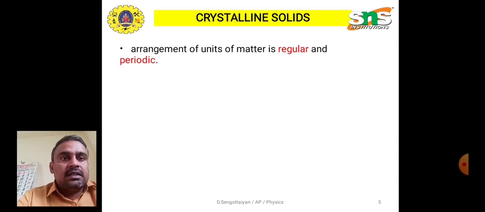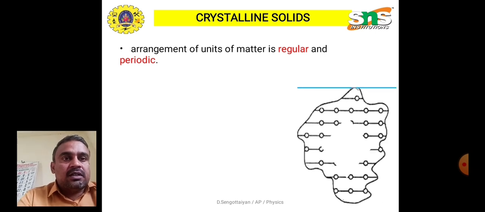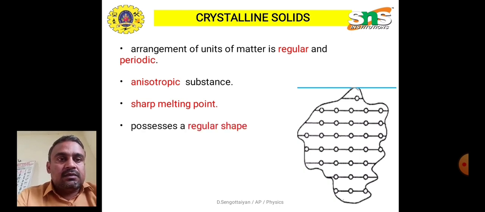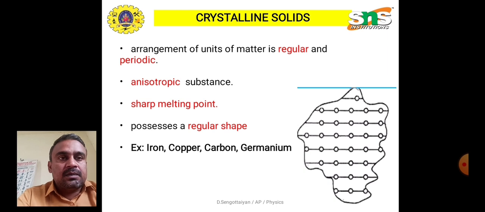In crystalline solids, the arrangement of units of matter is regular and periodic. Crystals are anisotropic substances. They have a sharp melting point. Crystals have a regular shape. The examples for crystalline materials are iron, copper, carbon, and germanium.